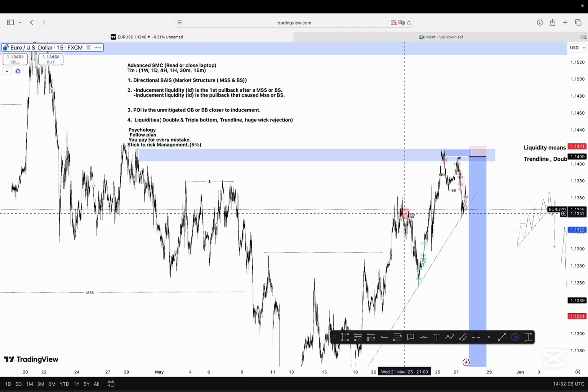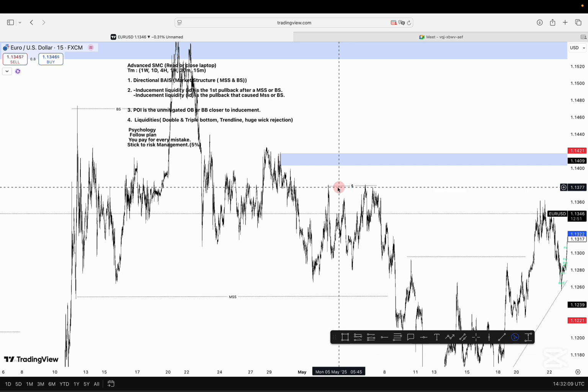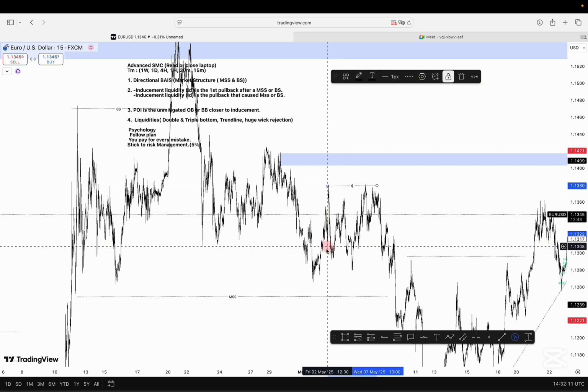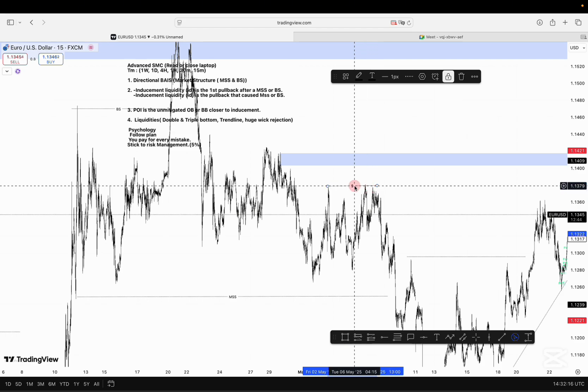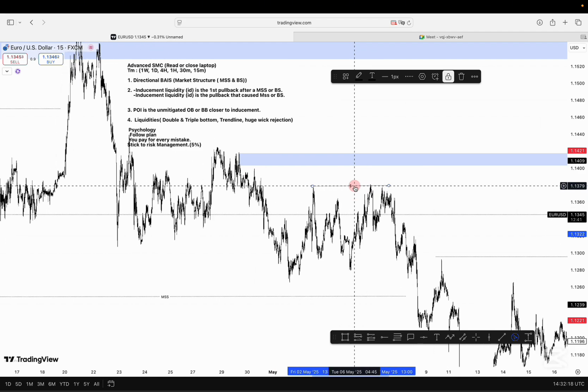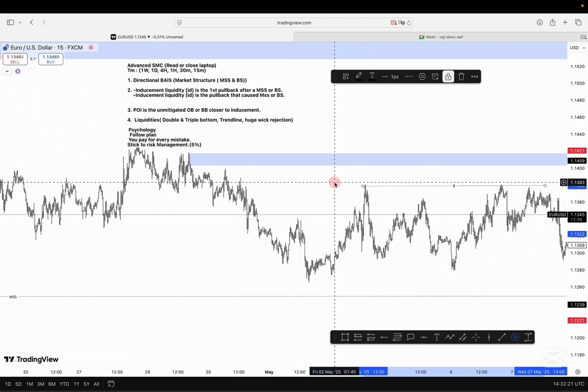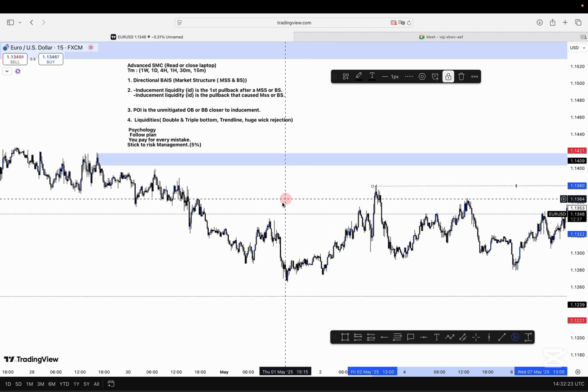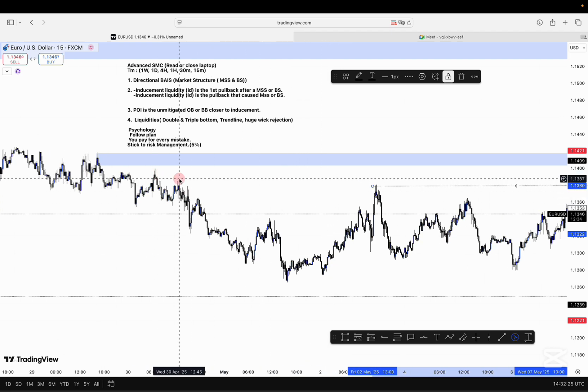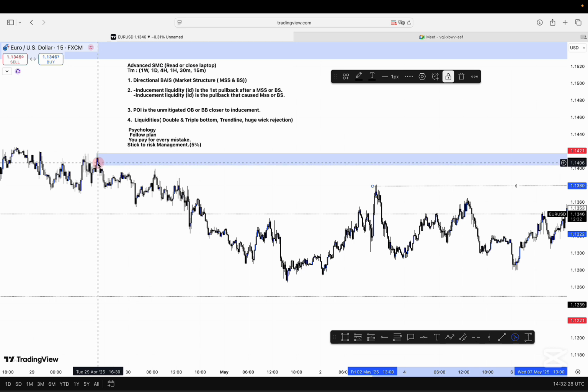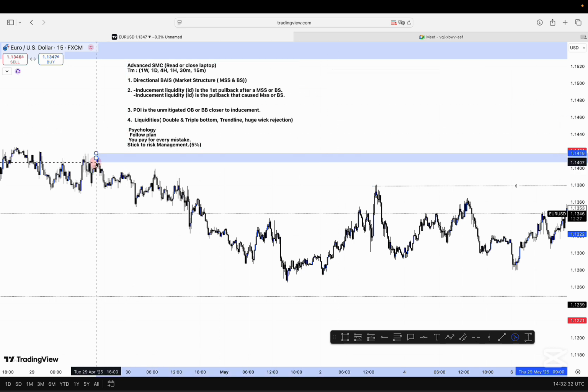Example like this, you see here we have an M. We have the right side of the M and the left side of the M here. So it's a liquidity. The next thing you have to identify is you look for an unmitigated order block. This order block is mitigated by this. So the only order block that is not mitigated is this one.